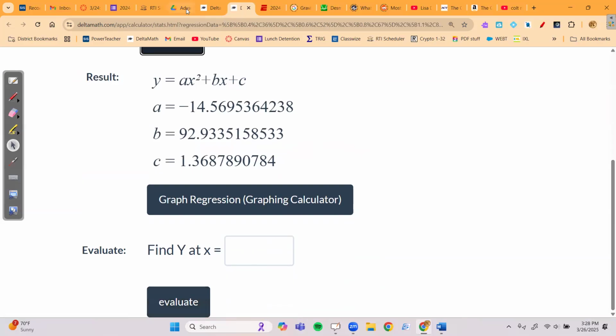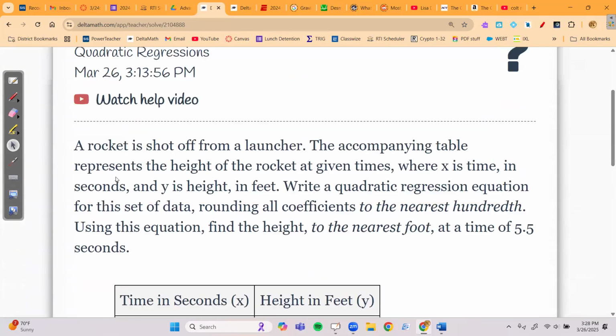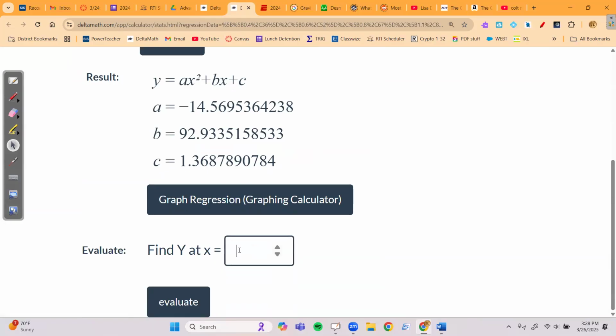But here's the deal. If I go back to the problem, it very clearly at the end says, find the height to the nearest whole foot at a time of 5.5 seconds. So all I have to do is go to this box and type in 5.5 for my X and hit evaluate. And it gives me 71.775. So my answer is 72. And that is how I taught the lesson today.